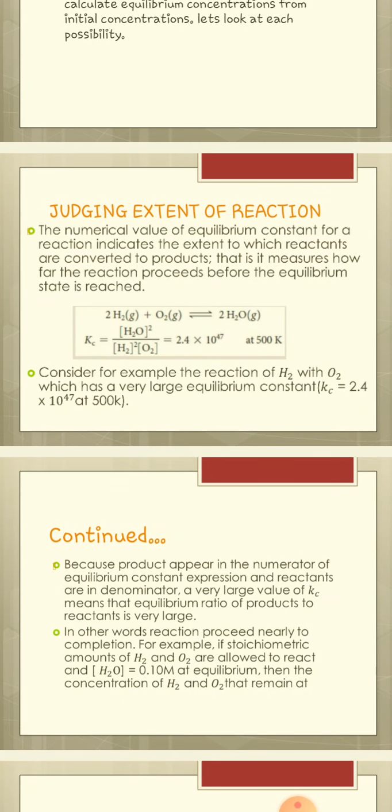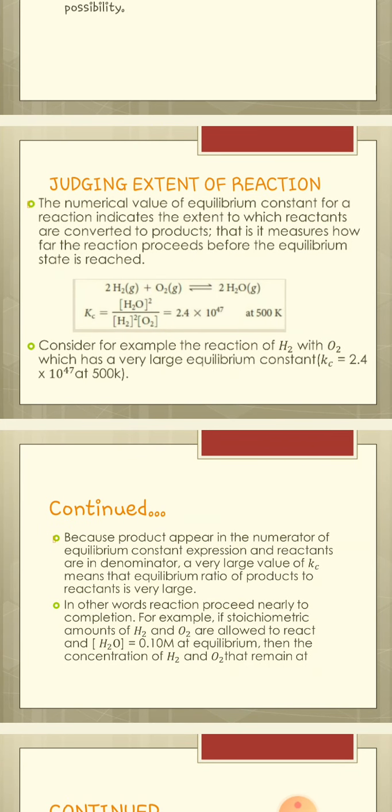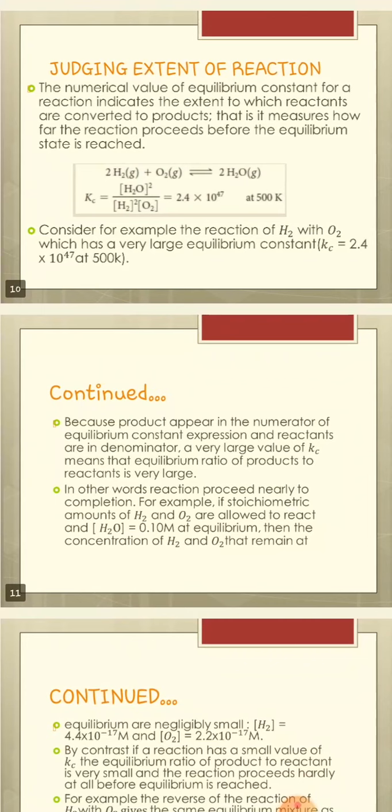Because products appear in the numerator of the equilibrium constant expression and reactants are in the denominator, a large value of Kc means that the equilibrium ratio of product to reactant is very large. This is the case of a large value of Kc. Now discussing the small value of Kc. In other words, the reaction proceeds nearly to completion.